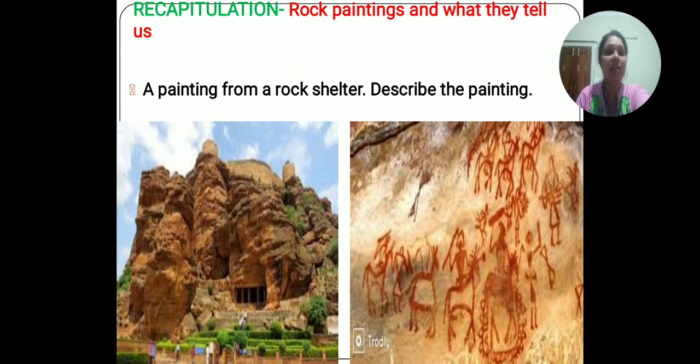The other topic is rock painting and what it tells us. We have already studied that these were the rock shelters and the rock caves where the hunter gatherers were living in early times. So what were these paintings telling us? On the left hand side you can see the picture of a rock shelter or cave, and on the right hand side you can see the paintings which were done by the hunter gatherers, the early people, on the walls of the caves.